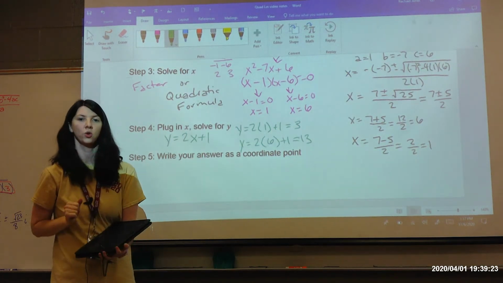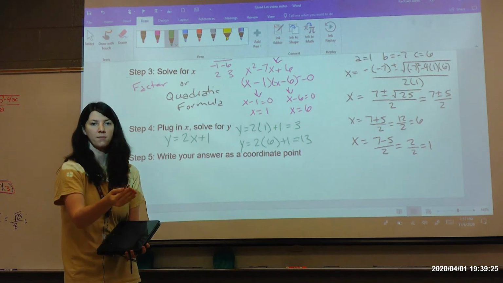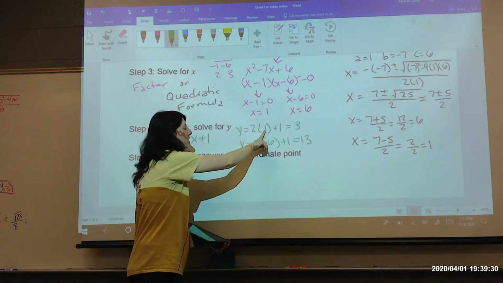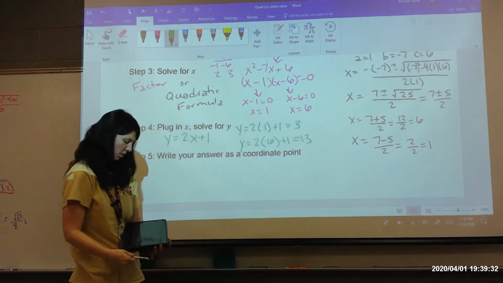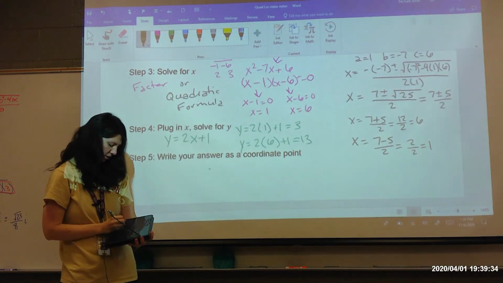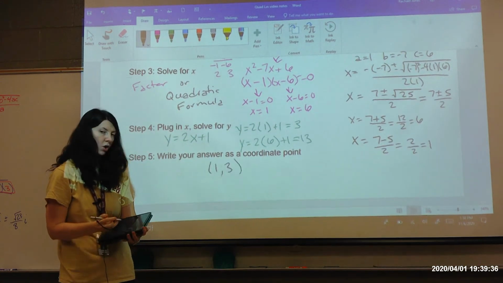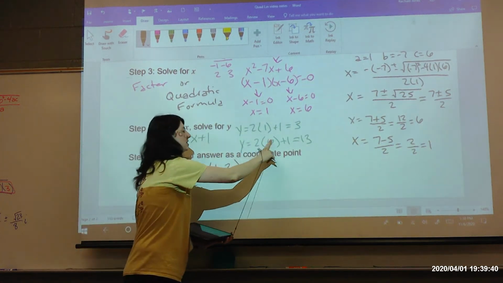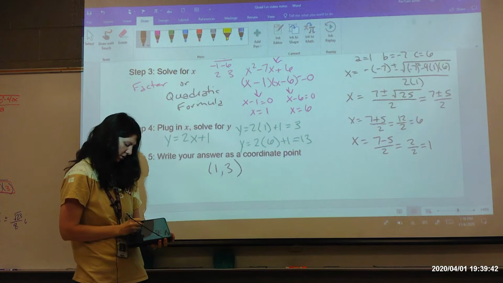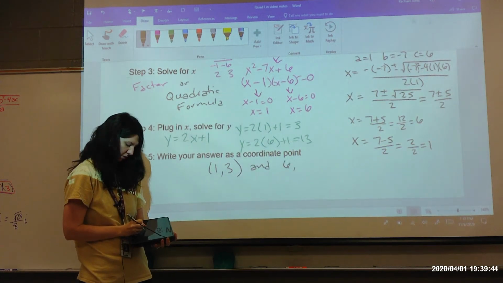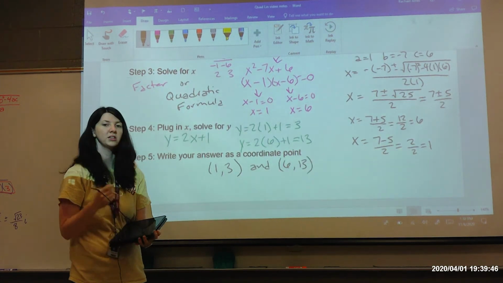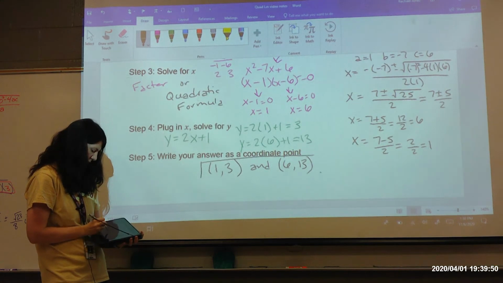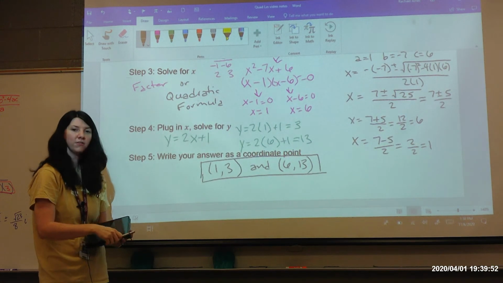Always write your answer as a coordinate point so you have your x and y paired up. So my first x was a 1, which pairs with a 3. So I will write that as (1, 3). What is your second solution? We did a 6 and a 13. Please make sure you write it as a coordinate point with the parentheses. We have both x's and y's paired up, so we are finished with our problem.